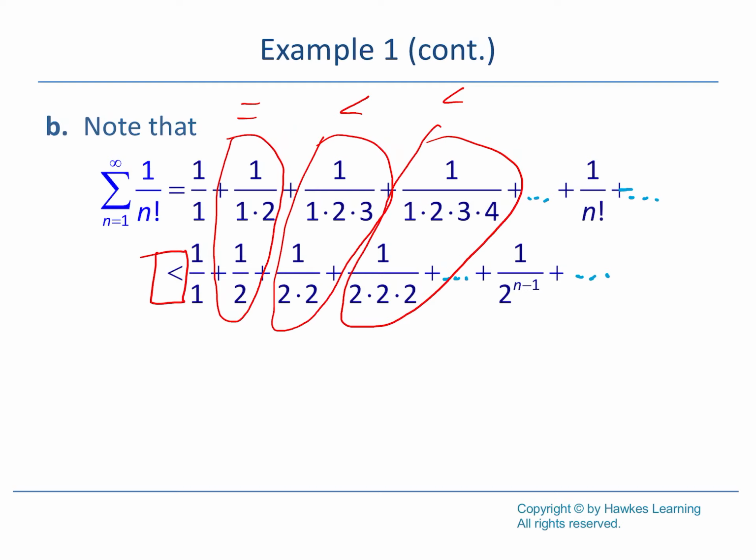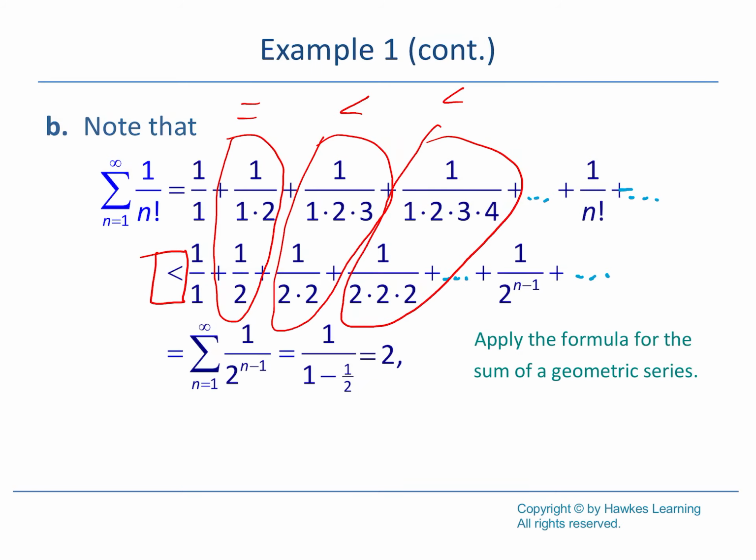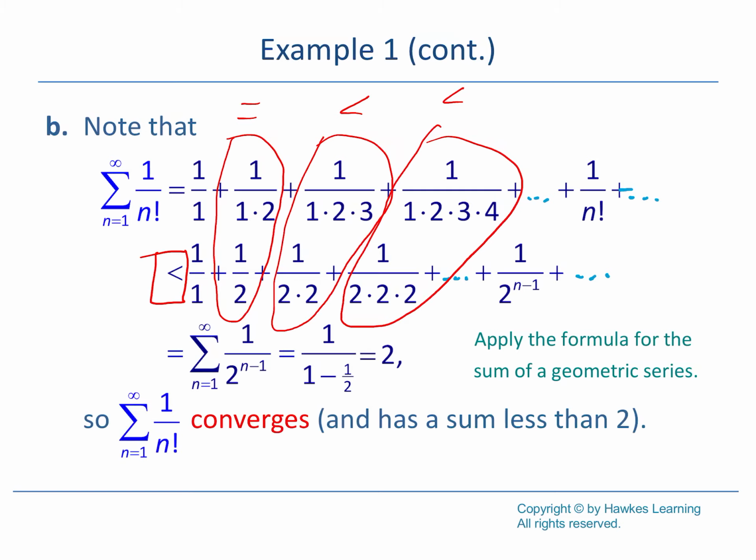And so if we can show that the geometric series converges, then this factorial series is going to converge as well. And yes, the geometric series converges, so the factorial series converges as well. Cool.